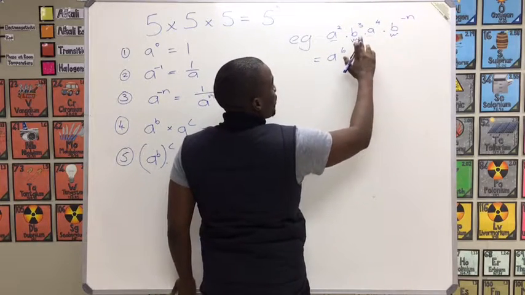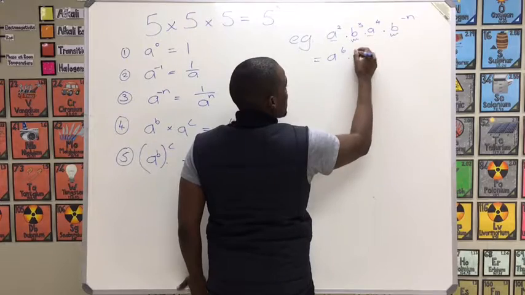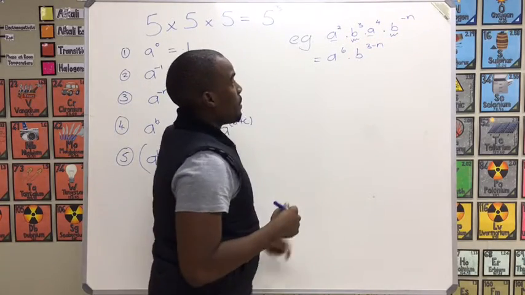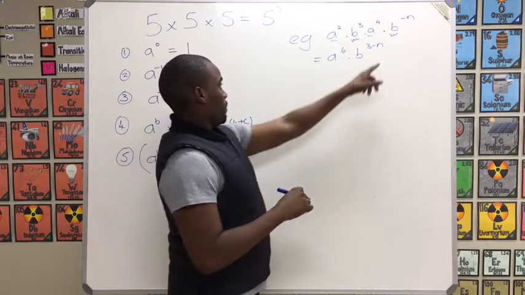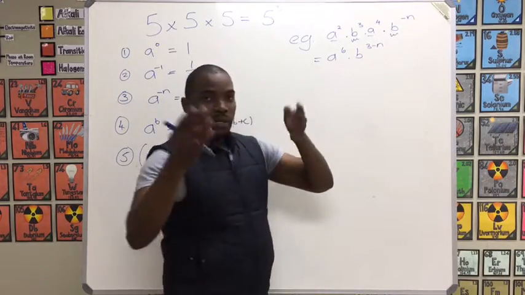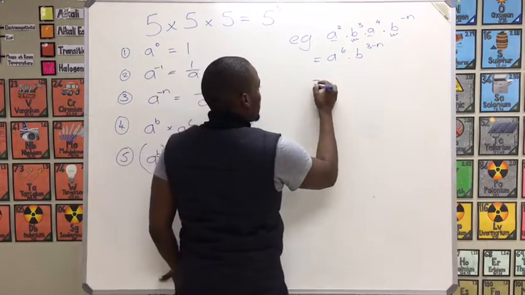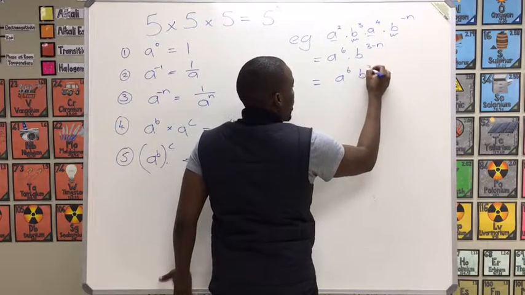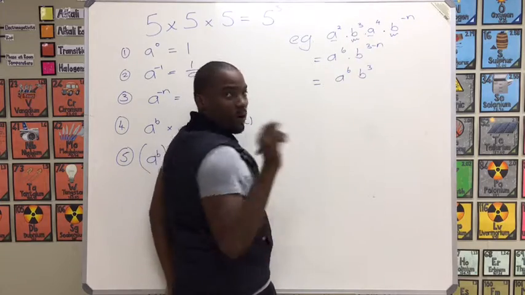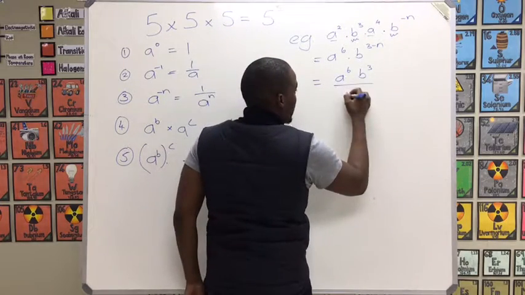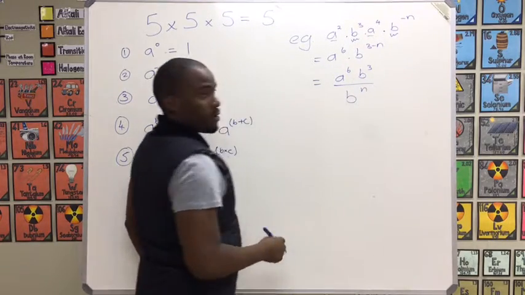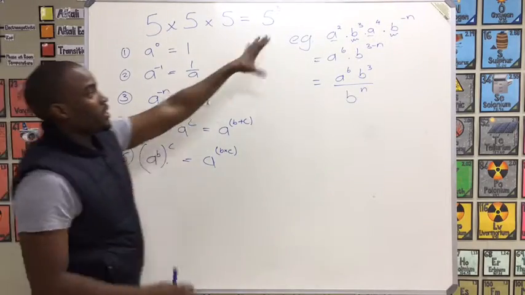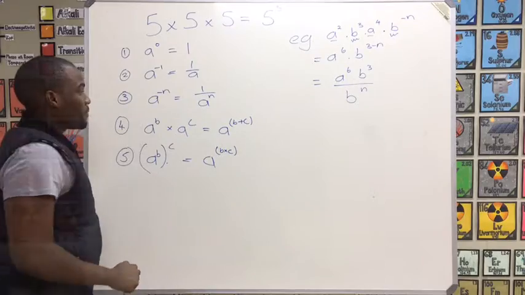And then I get b to the power of 3 minus n. But remember, the other thing I could do is, since I've got a negative exponent there, I can bring that down to my denominator. And then that can simply be a to the power of 6 times b to the power of 3, because the first b to the 3 has a positive exponent, divided by b to the power of n. That's how you work through some of your exponent laws and apply them simply like that.